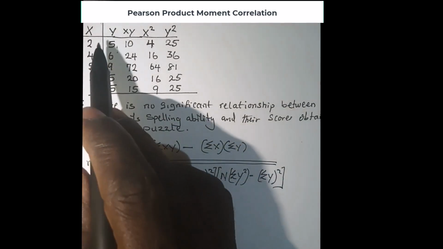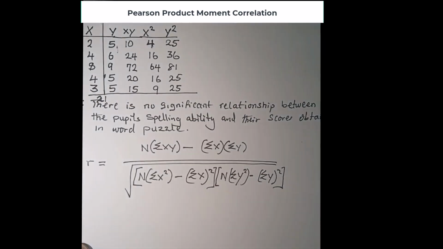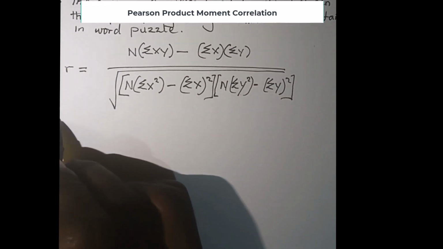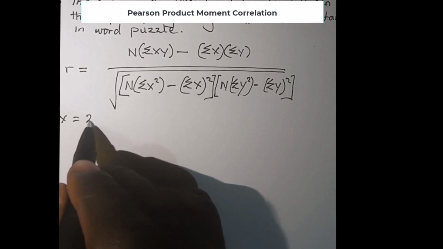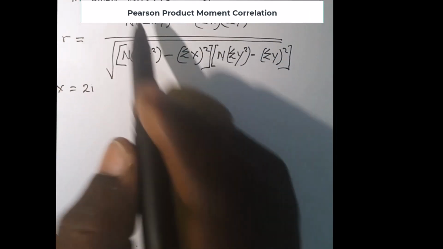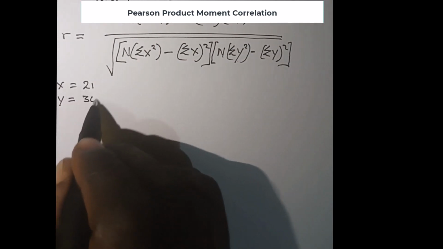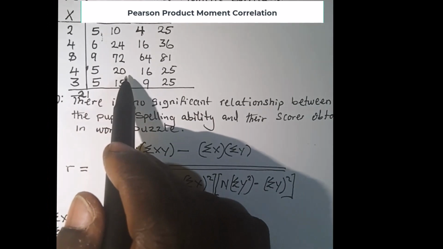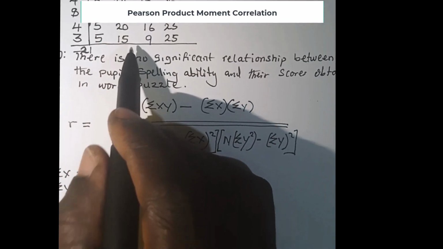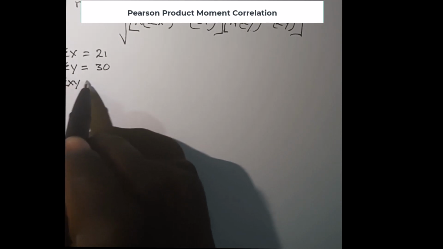When we sum 2, 4, 8, 4, 3, we have 21. So this means that summation x is equal to 21. When we sum up 5, 6, 9, 5, 5, we have 30, so summation y is equal to 30. Now when we sum up xy, 10, 24, 72, 20, 15, we have 141. So this means that summation xy is equal to 141.